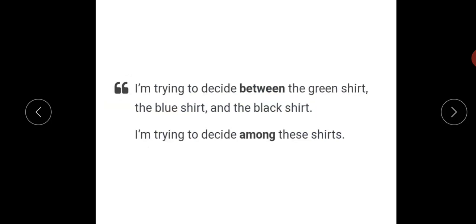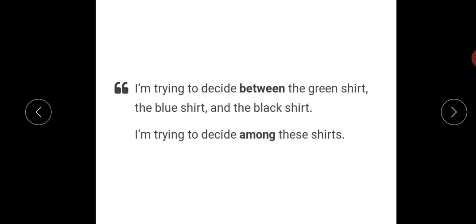I'm trying to decide between the green shirt, the blue shirt and the black shirt. Okay, so I'm trying to decide among these shirts. These are the two sentences given here. Now when you look at these example sentences, they look the same. But in the first sentence, we specifically name each of the three options: the green shirt, the blue shirt and the black shirt. So we use the word between.